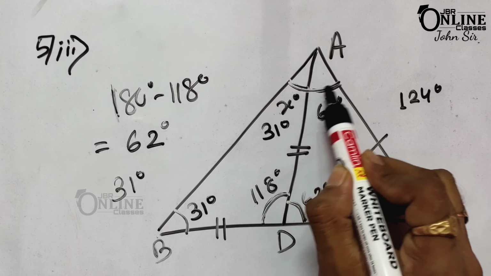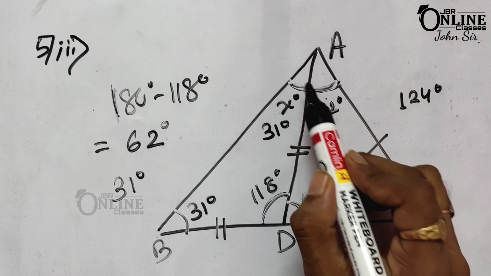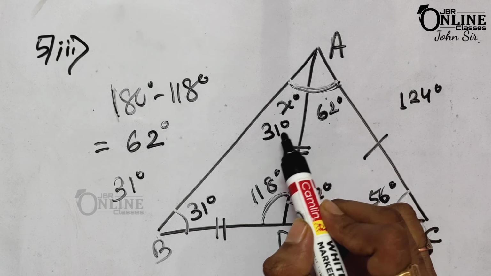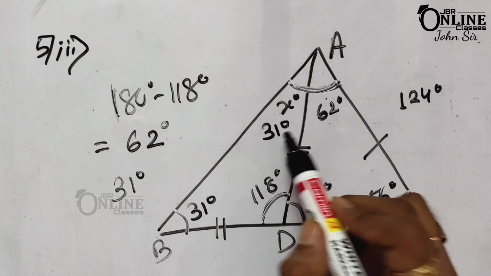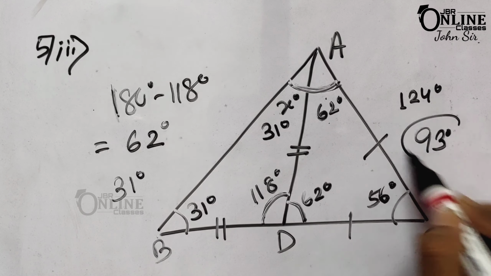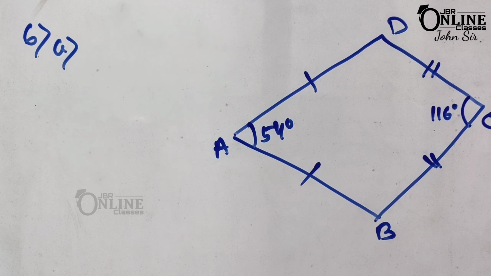Now you have to find the whole angle. So to find the whole angle, you have to add 31 plus 62. So 93 degrees is your answer.